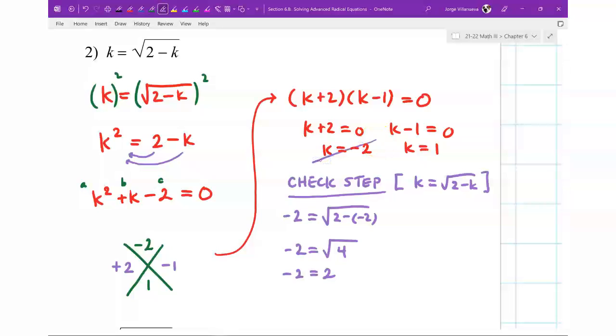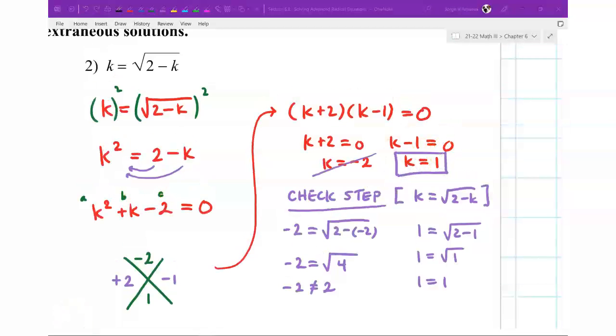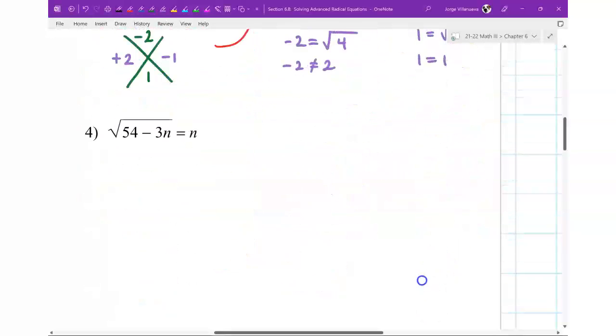Well, let's try 1. All right, if I plug a 1 into the equation, I get 1 equals the square root of 2 minus 1. 1 is the square root of 1, which is actually true. So that works. This is my only answer. Okay? All right, so let's check out one more of these type, and then we're going to move over to something different, okay?